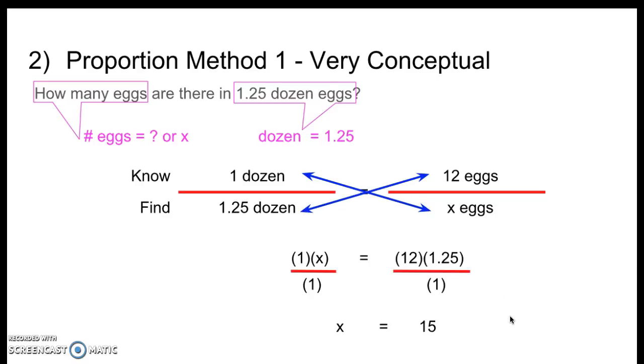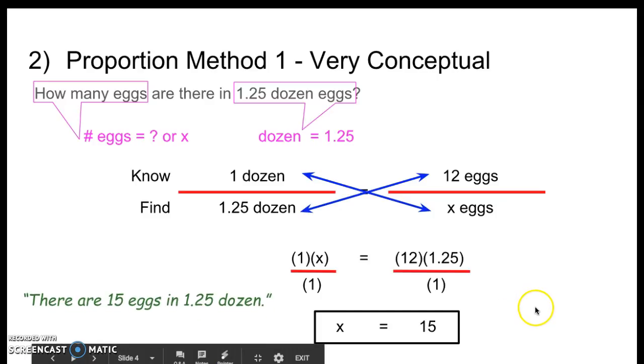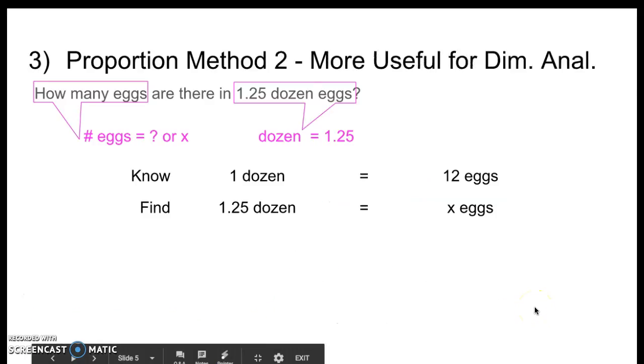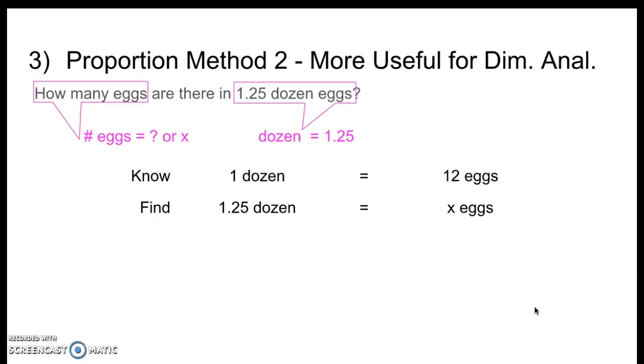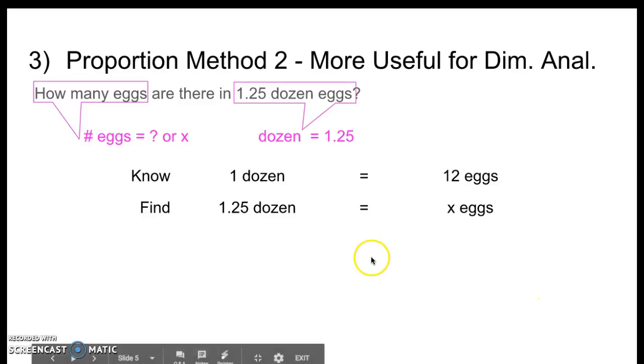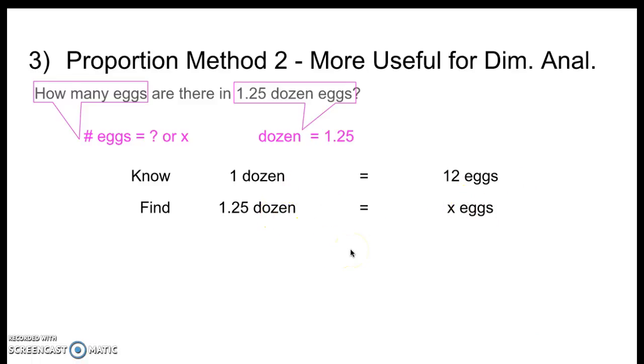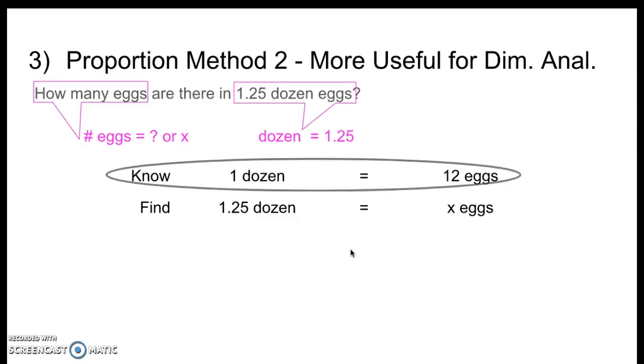All right, the last method, proportion method 2, it's again more useful for dimensional analysis. So again, we already have our question annotated, and how do we use this method to solve? We know that we have that 1 dozen is equal to 12 eggs. That's what we know. And we're trying to find how many eggs are in 1.25 dozen. Great. We are also going to turn these into fractions, but we're going to do it in a different way. We're going to take this first equation of the things that we know and turn that into a fraction. So I'll show you what that looks like.